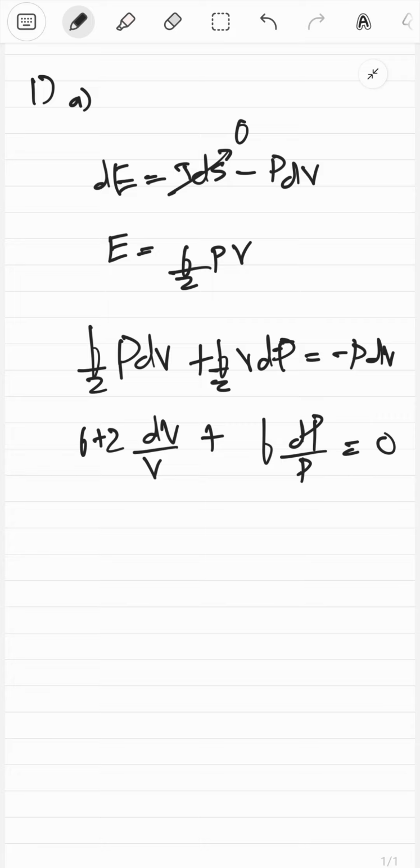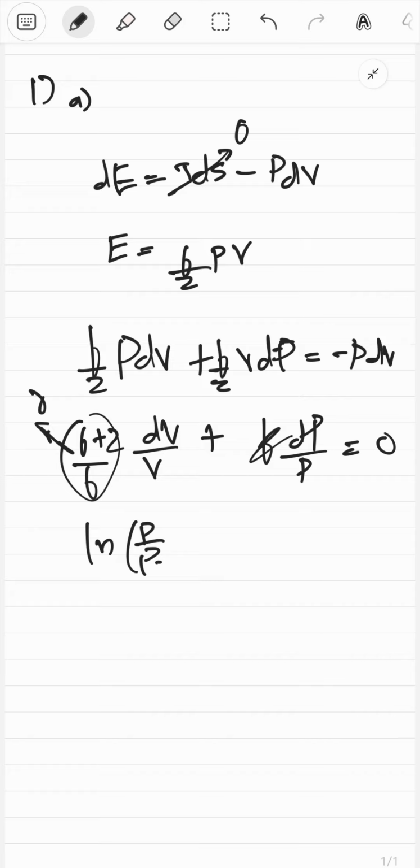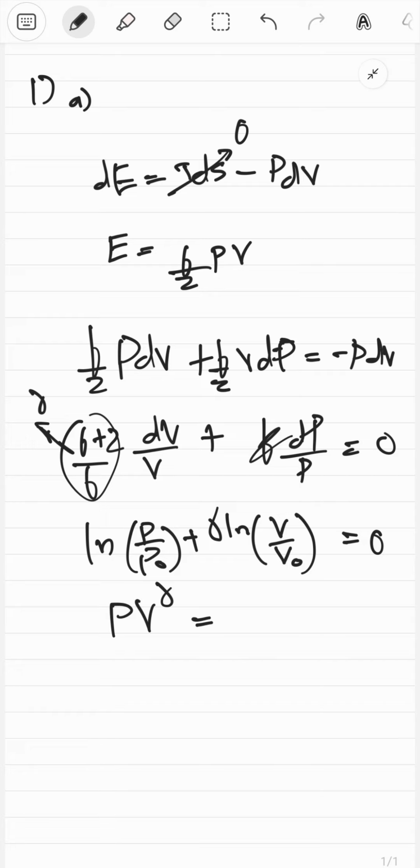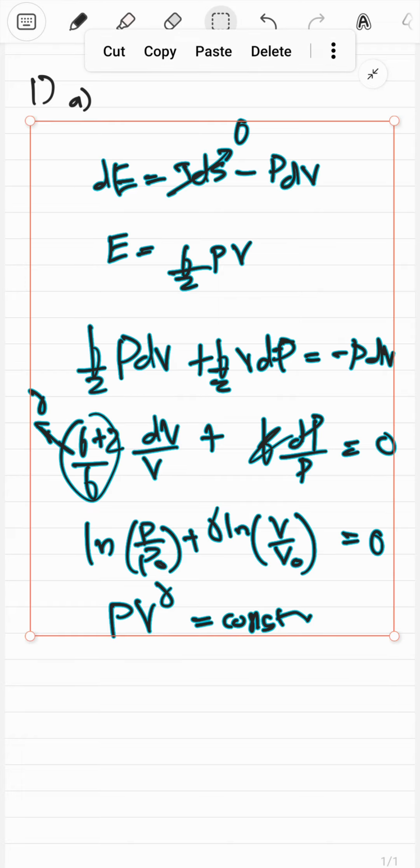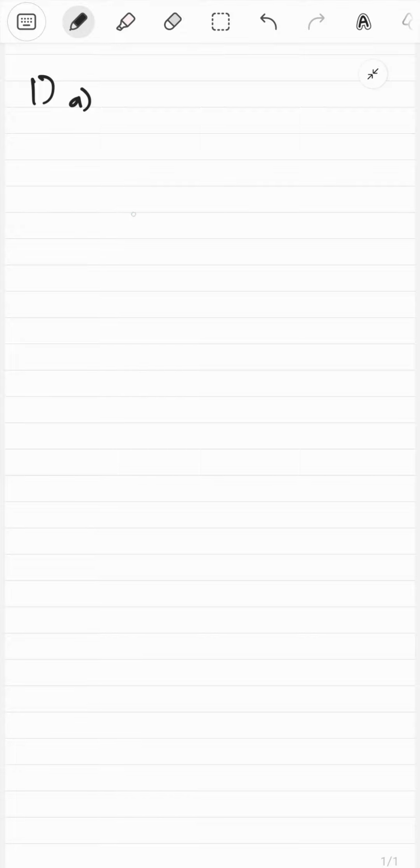So then you just integrate this thing, and divide this over there. So just call this whole factor gamma. You integrate and get natural log of P upon P naught plus natural log of V upon V naught times gamma equal to 0. So essentially you're saying that PV to the power gamma is some constant, and this is very basic. But now using this, we want to find the efficiency for the Carnot engine.